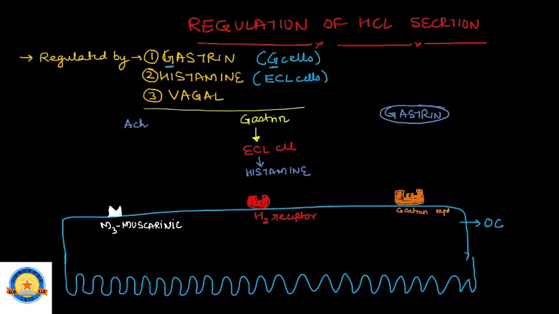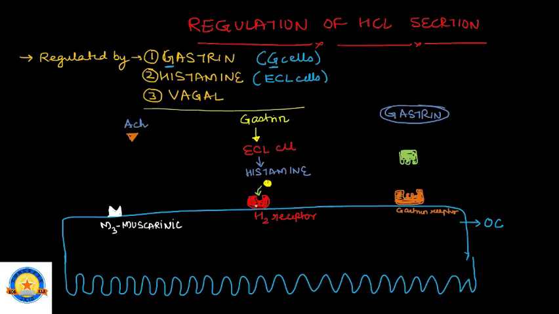Now, this is the acetylcholine molecule. This is the histamine molecule, and this is the gastrin molecule. Now, when histamine comes over here and attaches, this receptor gets activated.